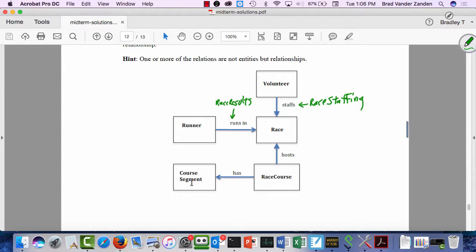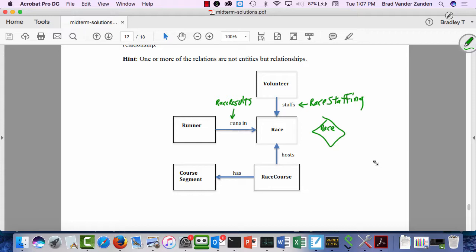So many of you decided that race should be a relationship, and I can understand why, because many of my exams have a ternary relationship. But the key, and I only took off a couple points for saying that race was a relationship. But the reason it's not really a relationship is the whole thing depends on races. Without a race, there's really no database. Okay? So race is actually an essential entity here.